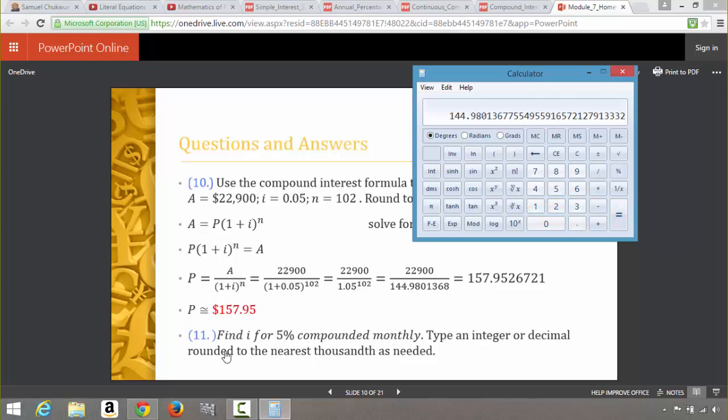You see, it's too much. Now, my calculator will not write all these digits. But if you are using the calculator on the computer, you don't need to write out all these. If you know how to use the memory, I will show you again. Just put this in the memory of the calculator, and then you do 22,900 divided by recall memory, and that will be $157.95.